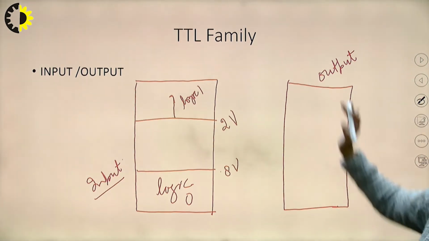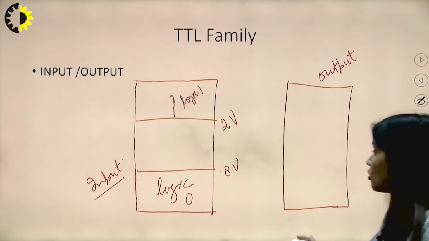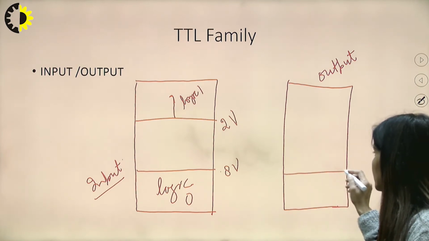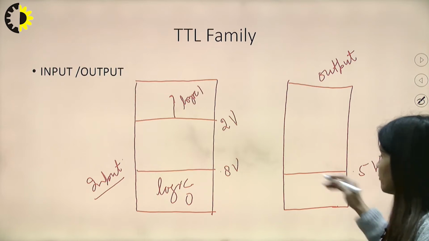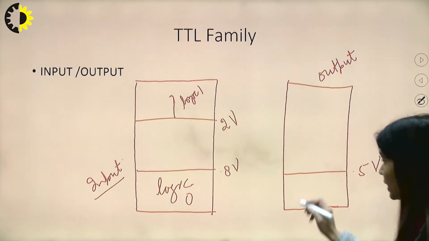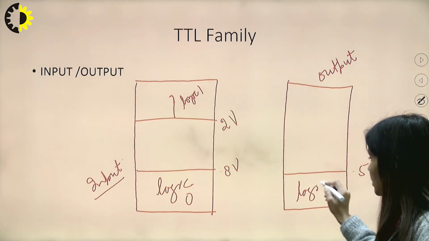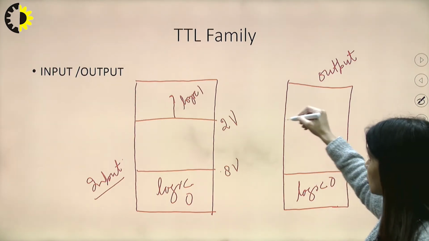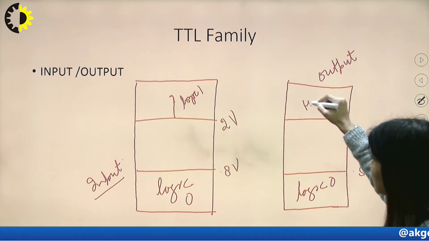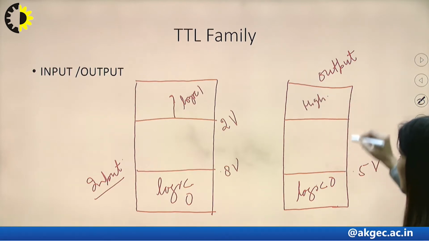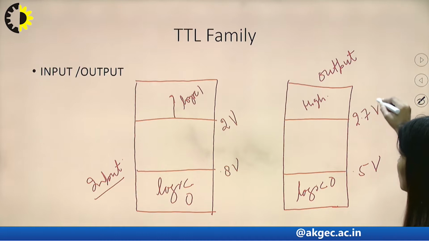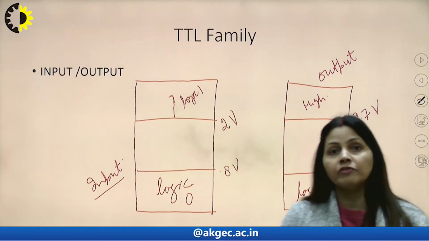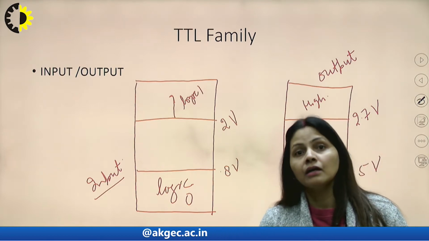Similarly, if we talk of the output window in the case of TTL logic, the logic level 0 is defined below 0.5 volts. This is a very important point. And the logic is high for 2.7 volts and up. This is one major important point whenever we discuss the TTL logic.